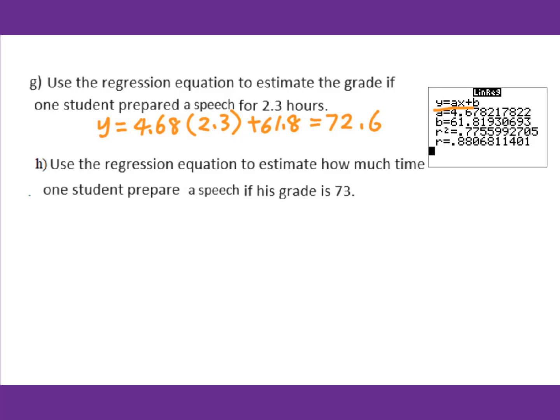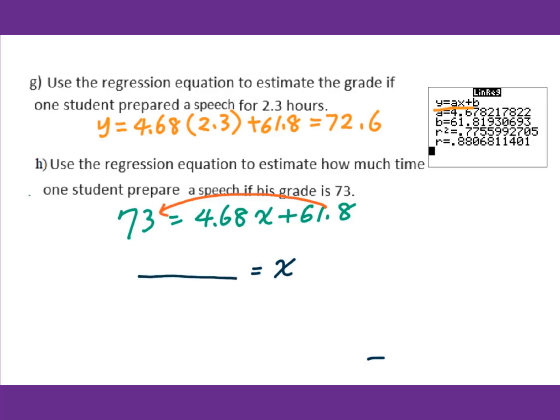For the next part, use the regression equation to estimate how much time one student prepares a speech if his grade is 73. So we set up 73 equals 4.68x plus 61.8. Subtract 61.8, then divide by 4.68. You will get x equals 73 minus 61.8 over 4.68. You will get x equals 2.39 hours.